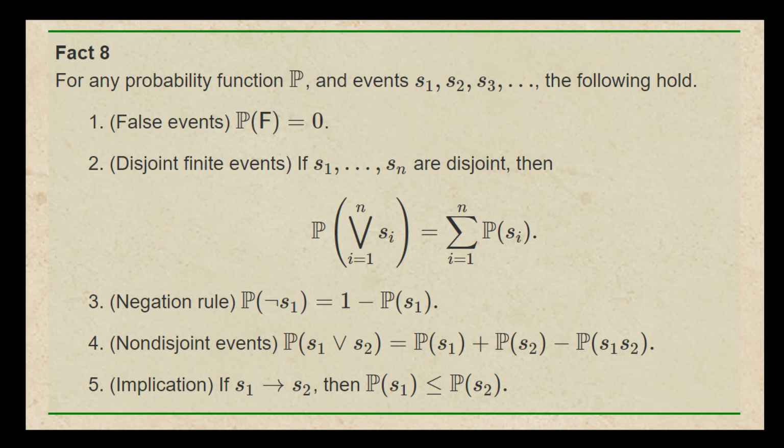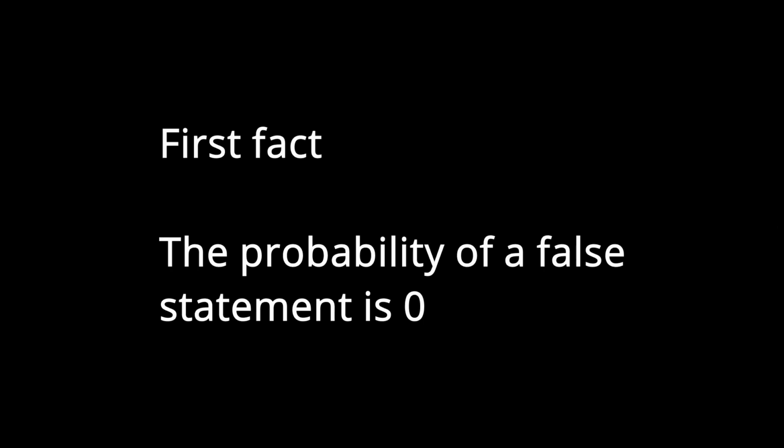Now, these 5 facts are actually all true for indicator functions as well. The fact that they hold for the generalization of probability functions is just icing on the cake. Now, to prove these facts about probability functions, it helps to do them in order. So let's start with the probability of a false statement is 0.